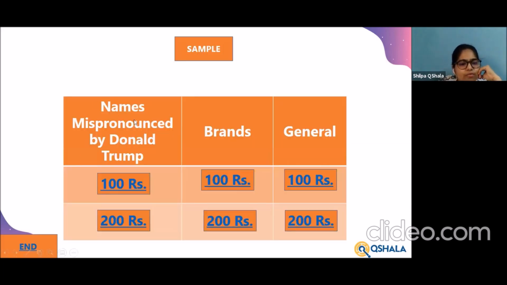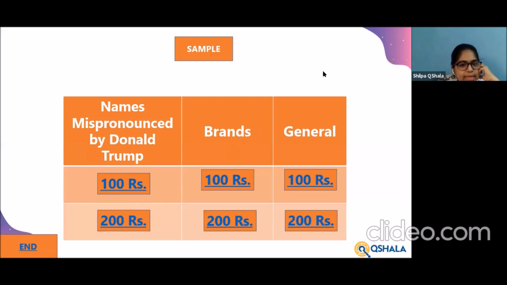So starting off, these are the 3 categories that we have. Names that have been mispronounced by Donald Trump. You can play that for 100 rupees or for 200 rupees. Remember that the difficulty level increases as the amount that you claim also increases. So there is a topic on Donald Trump mispronouncing names. There's a topic on brands and general.